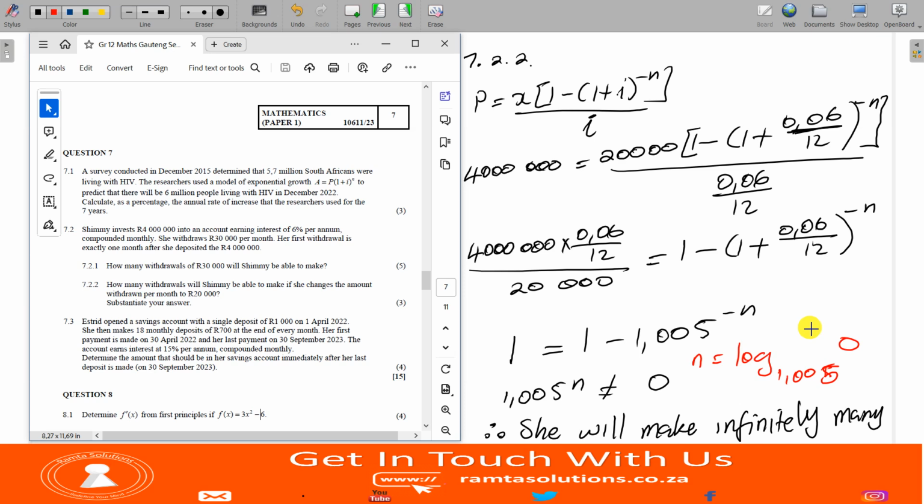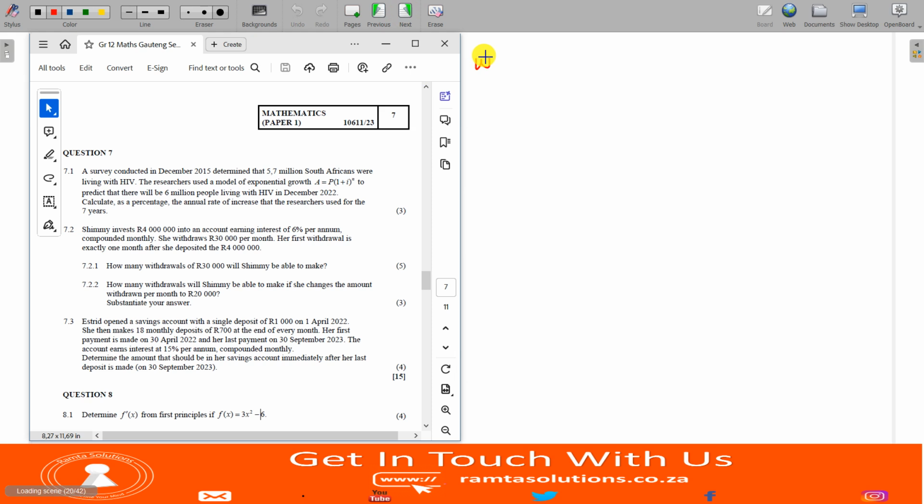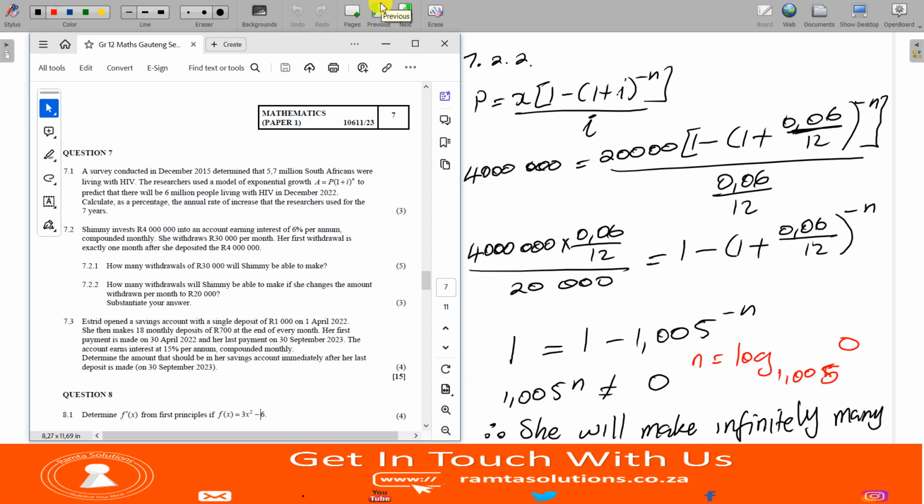I guess this is the kind of investment that we should be making. Hey, Mr. Banker, this is what I want. Okay, so she will make infinitely many withdrawals. She will die with that withdrawal. Every month she will be making this withdrawal of 20,000. So she will be making infinitely many withdrawals of 20,000 rands. Okay, all right, proceeding now.